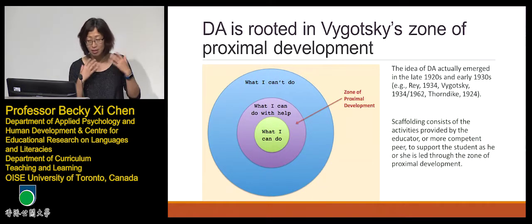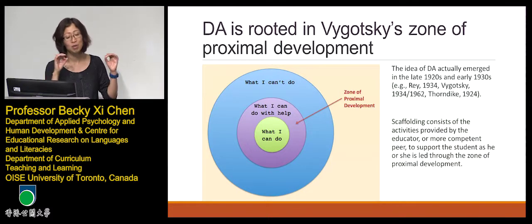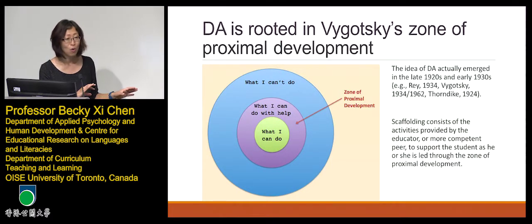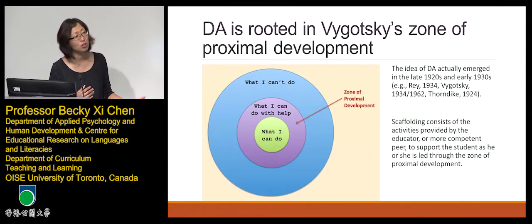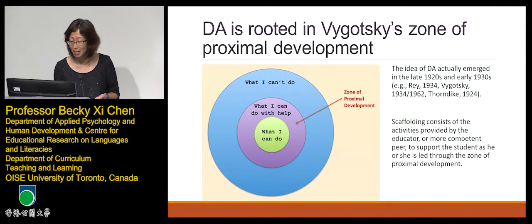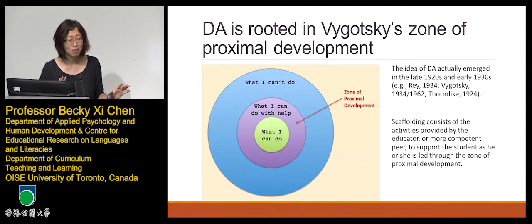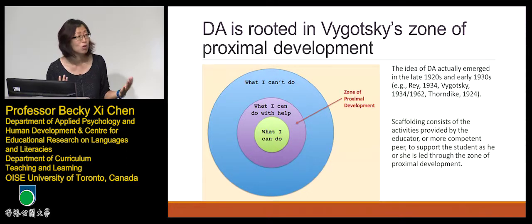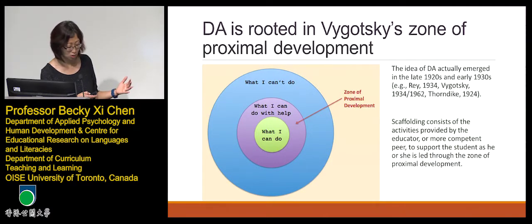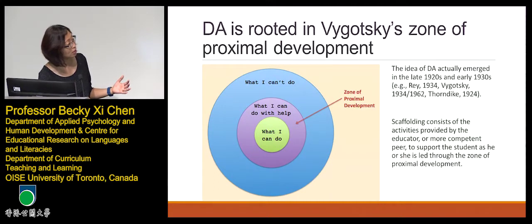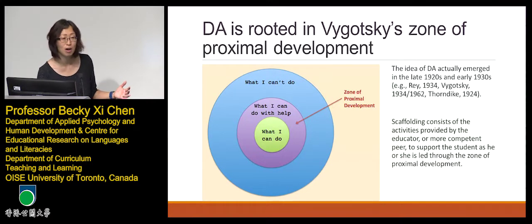So based on Vygotsky's theory, from the perspective of the teacher or the instructor, when you teach, the important thing is to identify that zone of proximal development so you can teach to that zone. You don't want your teaching materials to be too easy or too difficult, right? So dynamic assessment is based on the same notion. So what we want to find out is children's learning potential, and the learning potential is similar to this zone of proximal development.